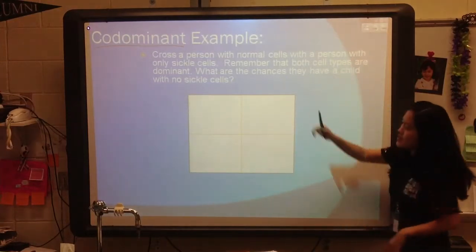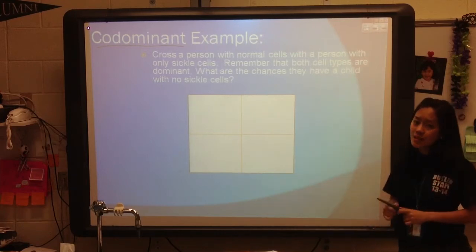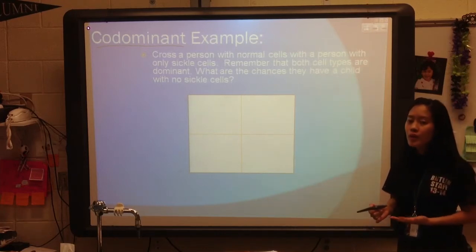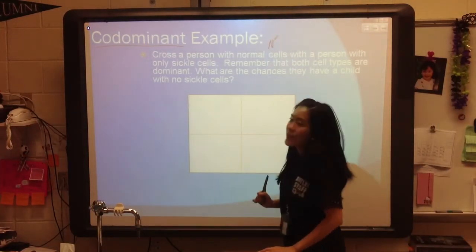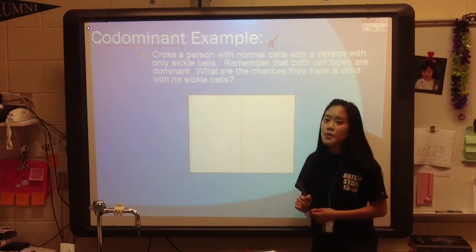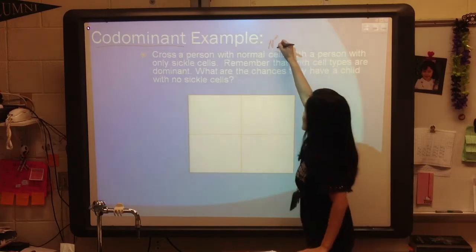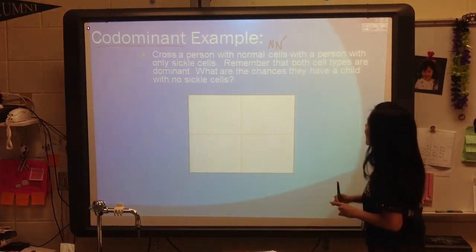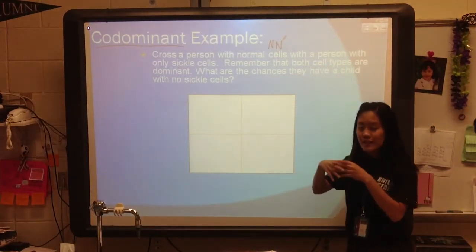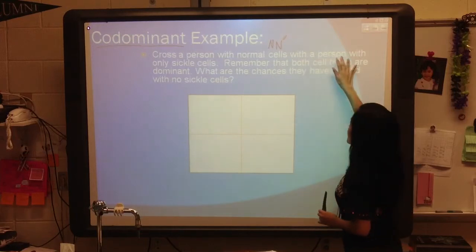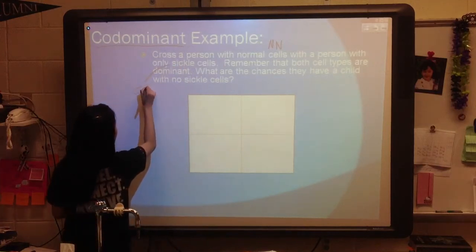In our example problem, it says, cross a person with normal cells with a person with only sickle cells. Well, if you're normal, you only have normal-shaped red blood cells. So you'd have to have an N. And what else do you need, look back at your chart, to have all normal cells? Well, you would need a second N. And then you're going to have cross. Cross means like mate. You're crossing or fertilizing sperm with egg. A person with only sickle cells. So if you only have sickle cells, you're SS.